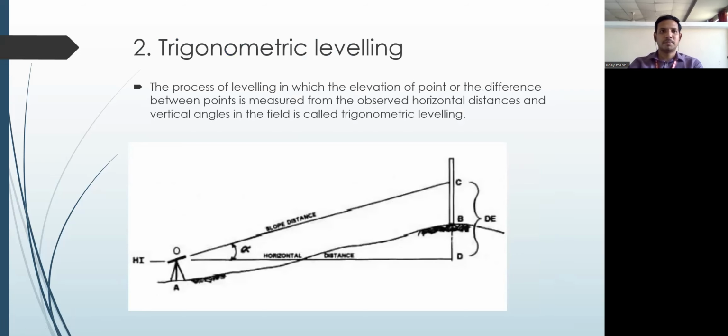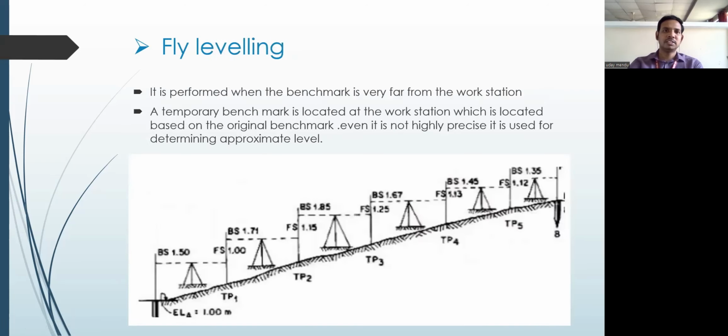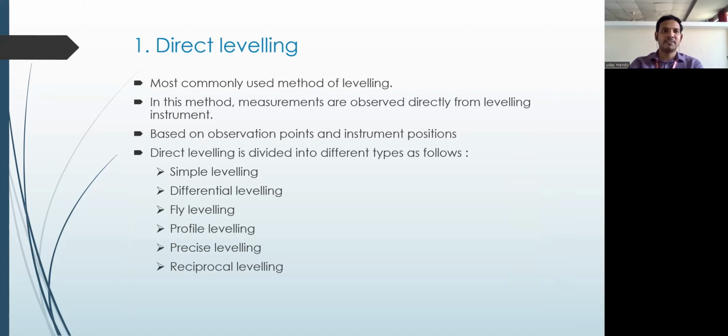So this is about simple leveling. In simple leveling, we have direct leveling. In direct leveling, we have all these: simple leveling, differential leveling, fly leveling, profile leveling, precise leveling, and reciprocal leveling. Simple leveling means placing the instrument exactly in between the two points and taking the reading. Differential leveling means whenever the distance between the two points is more, then you will go with differential leveling, selecting intermediate points and taking the difference of elevation between the intermediate points to find out the levels.